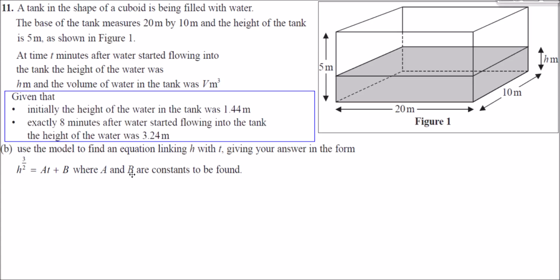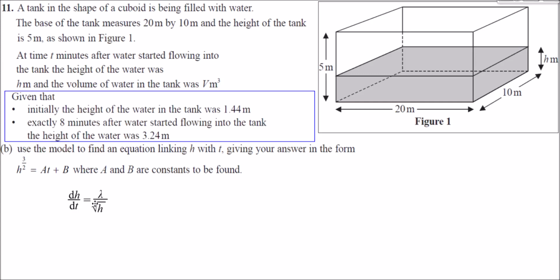So remembering what we had from part A, we had dh over dt as some constant lambda all over root h. What we can do is separate these variables out to get all h stuff on one side, everything to do with t on the other.